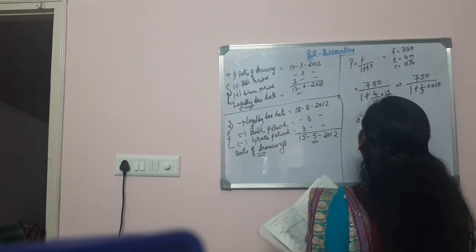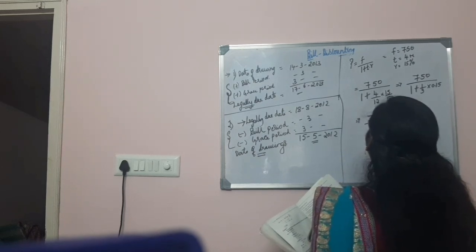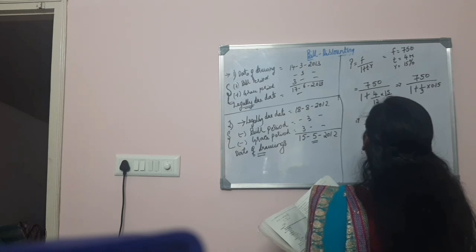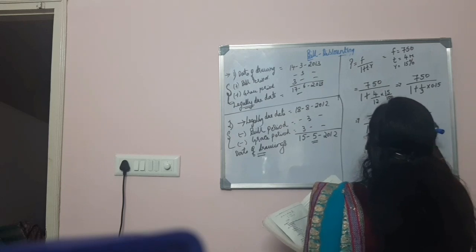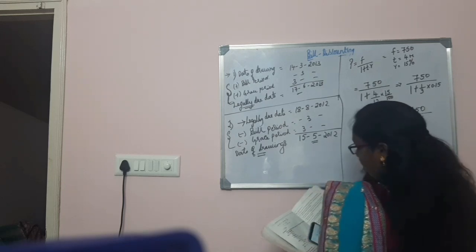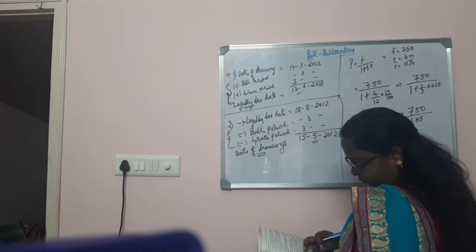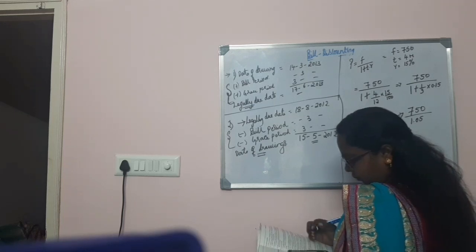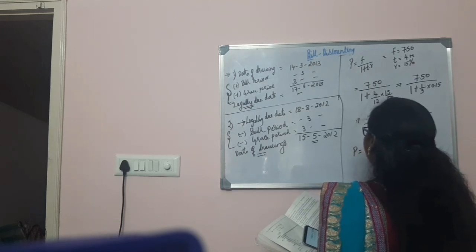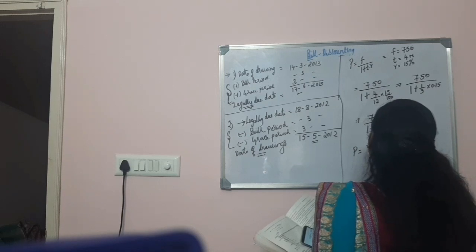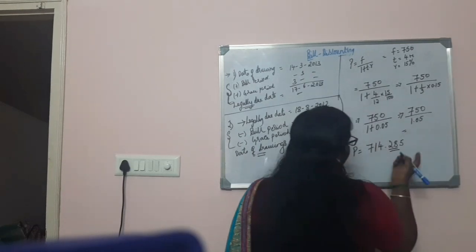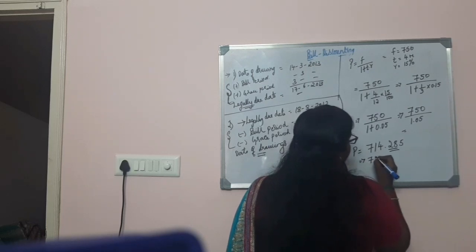We'll get 750 divided by 1 plus 0.05, that is 750 divided by 1.05. Your present value is 714.285. Take 2 decimal points, round it off, and you will get 714.29. That is your present value.